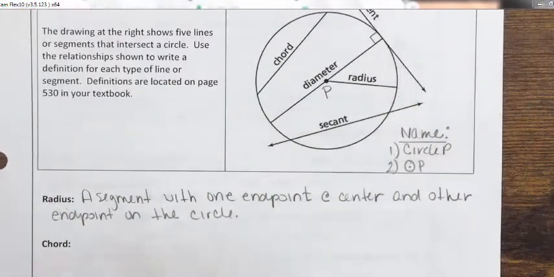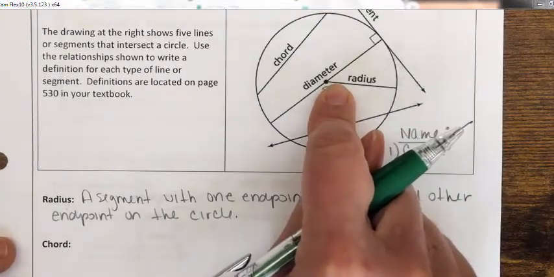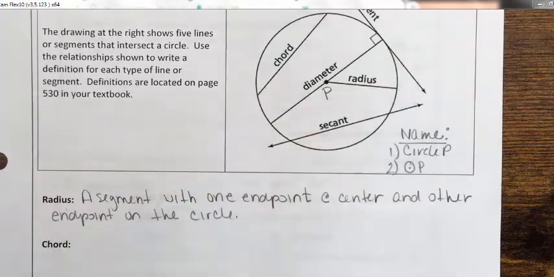That's a radius. You've probably been exposed to a radius before. We use radii to find the area of a circle, which you've probably done in previous math classes.